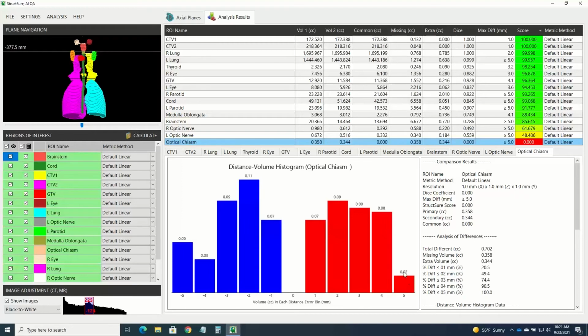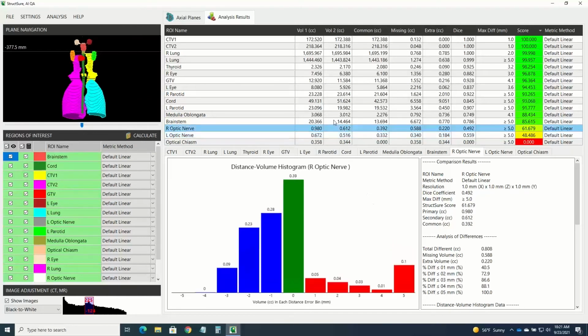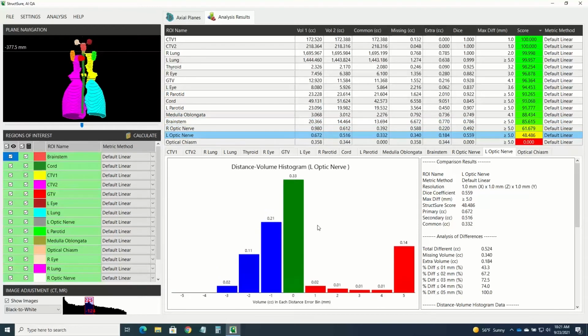So again, we got some really nice metrics right here. And you can flip through them all as you go through them. Very handy software that way. And of course, you want to get to where this is the most common area, that green. Again, blue is where the auto-seg missed. Red is where it overshot, if you will. And you can tell by how many millimeters out.